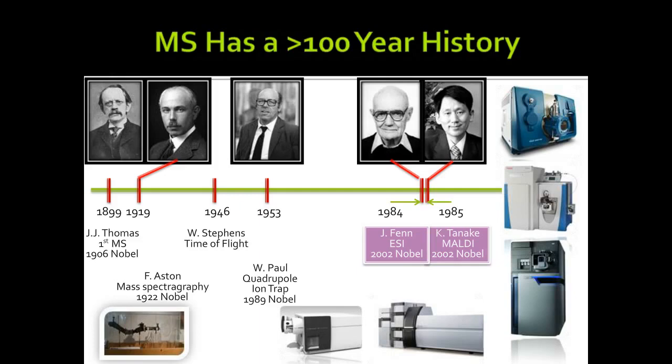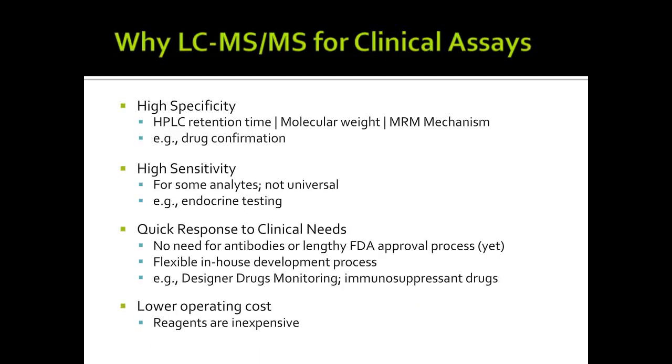Given how powerful mass spec is, let's see why we are actually using it. This is just to get everybody on the same page as we move forward. You probably already heard this from previous presentations on the theory. Just to summarize, there are a few elements of mass spec that attract people to bring it to the clinical lab. The first one is high specificity.